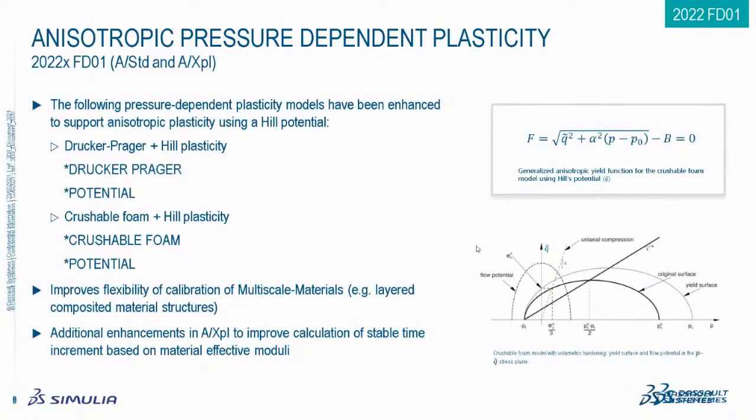Another material-related enhancement is the extension of some of our pressure-dependent plasticity models to include anisotropic plasticity. In particular, Drucker-Prager and crushable foam, both existing in the software for many years, can now be combined with the Hill plasticity model, which has also been available for many years. These particular combinations were not allowed before. So this improves flexibility of calibration, for example, with multi-scale materials and composites and so forth.